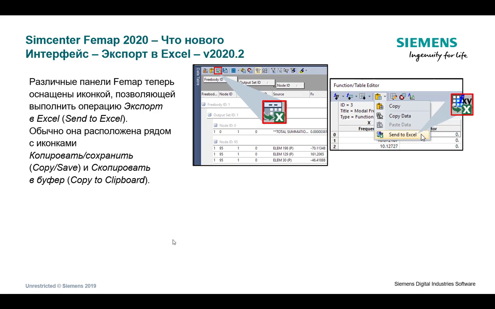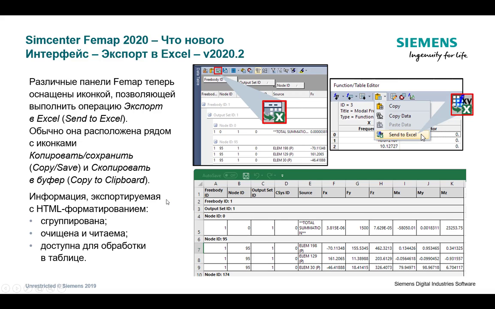So if you see what we have here, we have an icon in the data table, and we have some free body information already in this data table. The data is sent with the HTML formatting. It's organized for a clean look and feel, and it's also easy to manipulate column width and other features of the table once it's over in Excel.